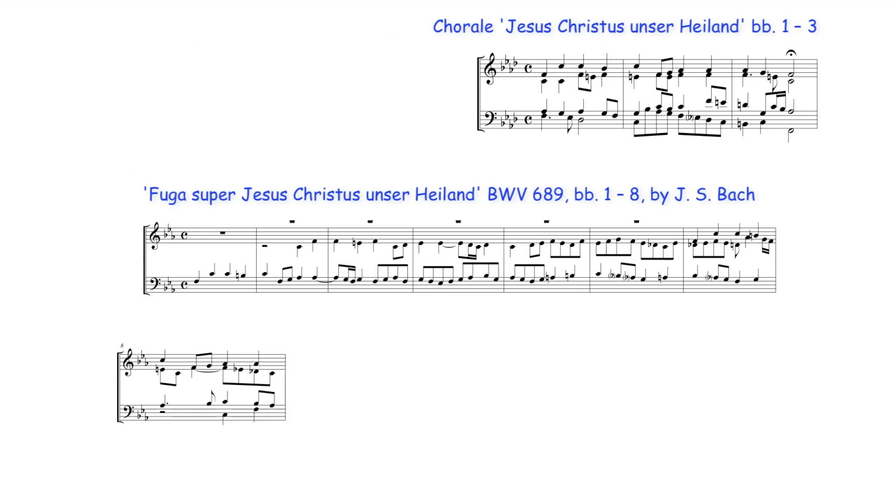An example of the former type is J.S. Bach's four-part fugue on the chorale melody Jesus Christus unser Heiland, the subject of which Bach constructs around the melodic shape of the chorale melody's first phrase.